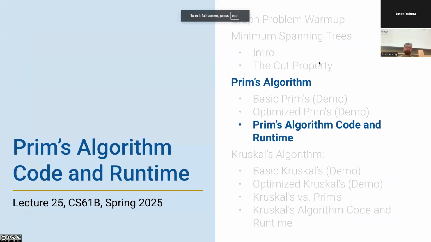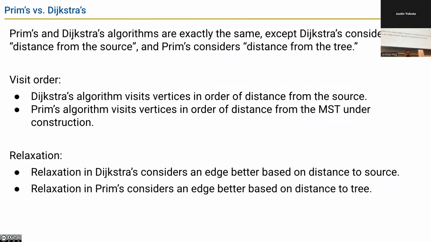Okay. So let me compare Prim's versus Dijkstra's for a moment. So Prim's and Dijkstra's algorithms are exactly the same. It's just that Dijkstra's thinks about the distance from the source vertex, and Prim's considers the distance from the tree that we've built so far. In terms of visitation order, Dijkstra's visits vertices in order of distance from the source, and Prim's is going to visit vertices in order of the distance from the MST under construction.